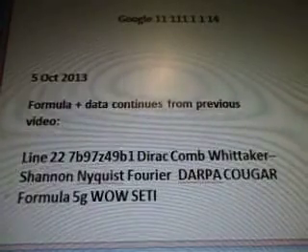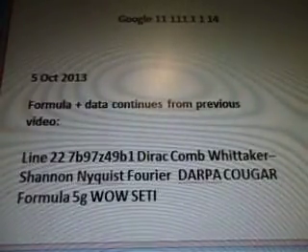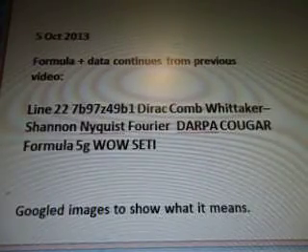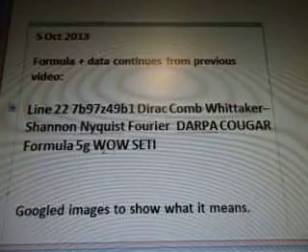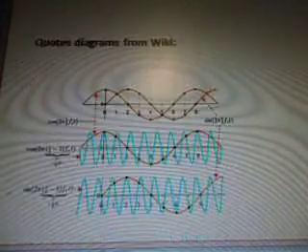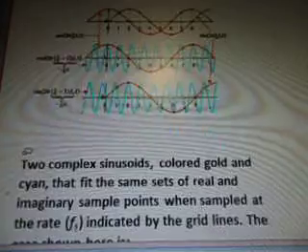This data was divided into two parts. Okay, so the formula and data continues from the previous video, which is almost the exact same title, and the only difference is the B1. Okay, so Google images to show what it means. So quotes, diagrams from Wiki.